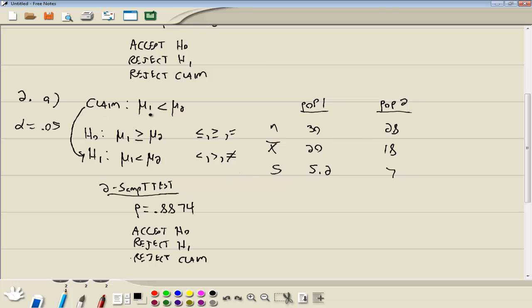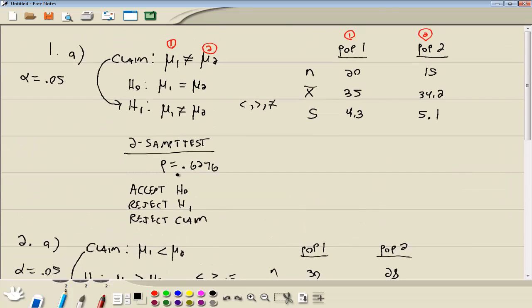Now let's look at our claim. The claim is that the first population mean is less than the second population mean. But when I look at them, I got 20 and 18, not too far apart, especially considering how large these sample sizes are. So when you get a real large p-value like that, it's not surprising. Whether it's extreme values, very large or very small, tells you there's strong evidence one way or the other about your claim.